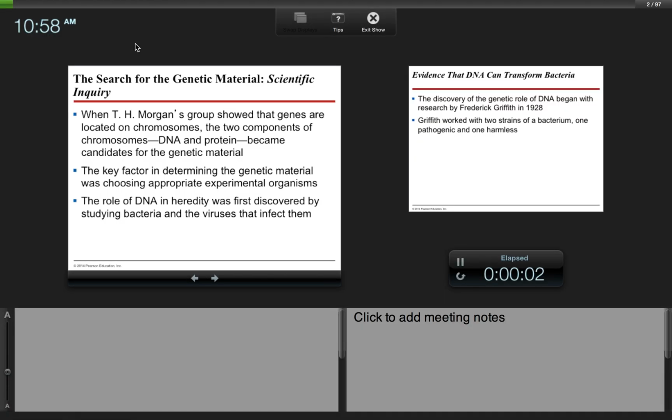Okay. Chapter 13, Molecular Bases of Inheritance. When T.H. Morgan's group showed that genes are located on chromosomes, the two components of chromosomes, DNA and protein, became candidates for the genetic material. The key factor in determining the genetic material was choosing appropriate experimental organisms. The role of DNA in heredity was first discovered by studying bacteria and the viruses that infect them.